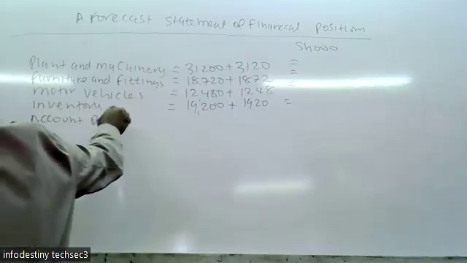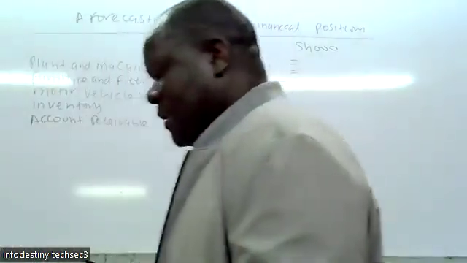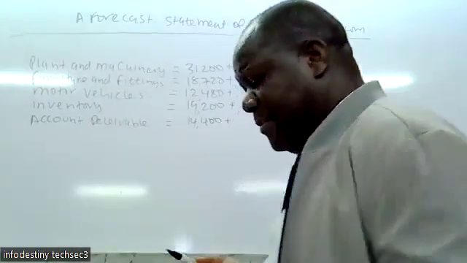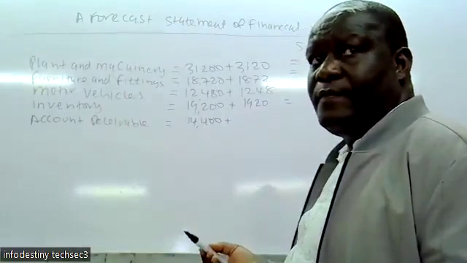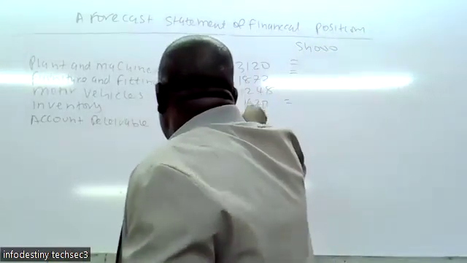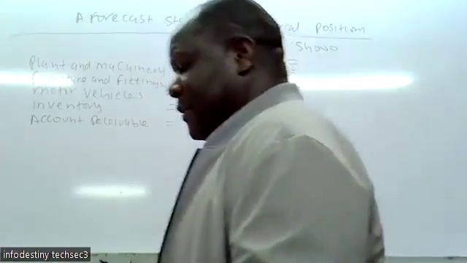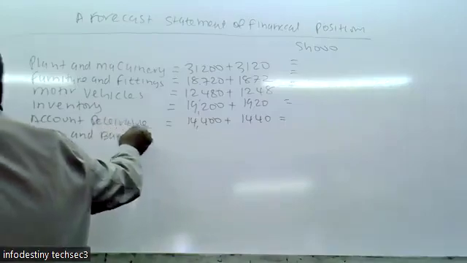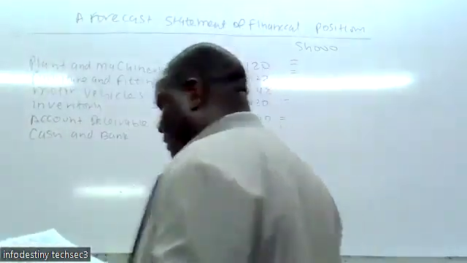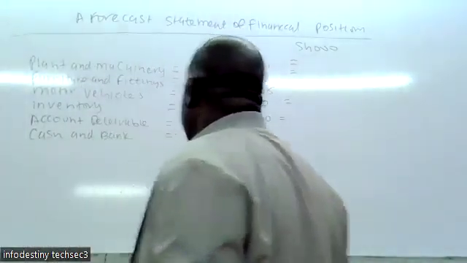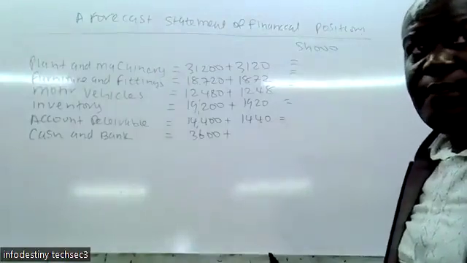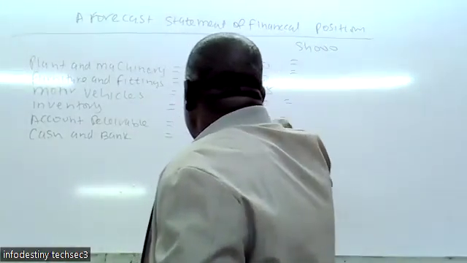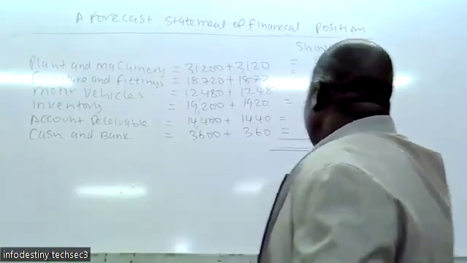Account receivable. For the account receivable, it is 14,400. We also add your increase in that. 14,400. The next one is cash and bank. So cash and bank, it is 3,600. We add the increase. Increase was how much? 360. So when you add, you will add those totals together.